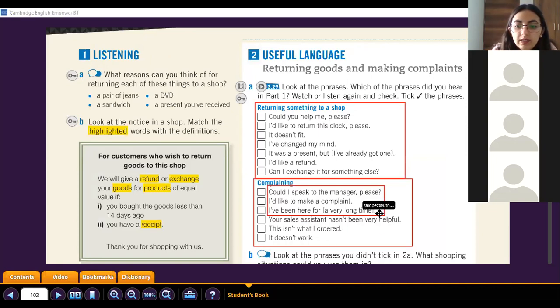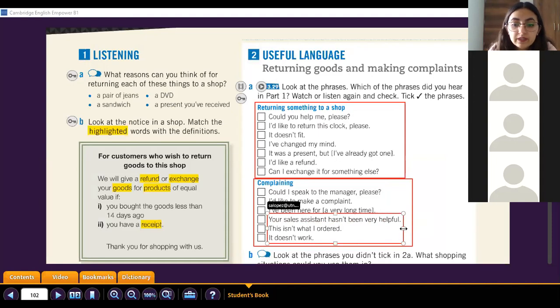Samantha, help me reading the last 3 sentences about complaining, please. Your sales assistant hasn't been very helpful. This isn't what I ordered. It doesn't work. Perfect.